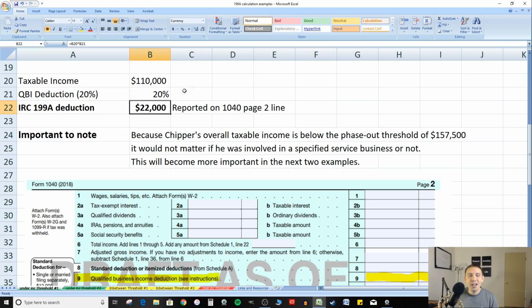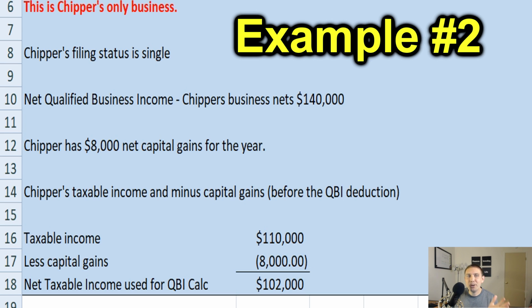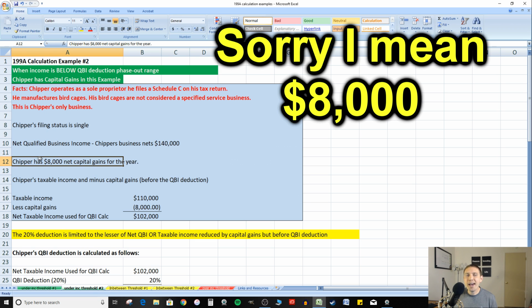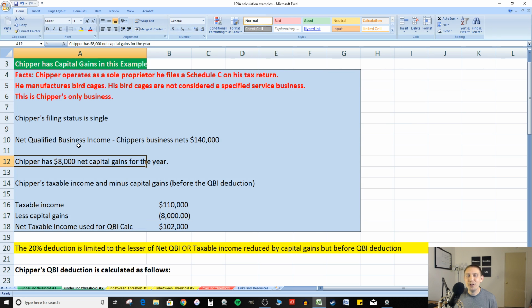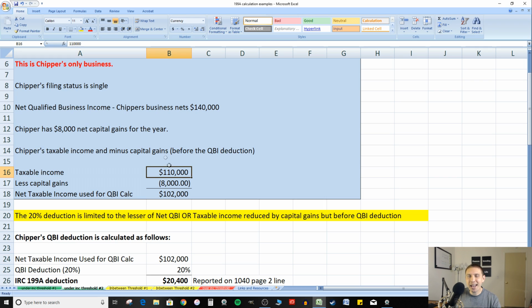Silly rabbit. So just real quick, I'm not gonna do the full walkthrough on example number 2. Example number 2 is just like example number 1. The only difference in this example is that Chipper does have some capital gains. So it's the same business income, but he has taxable gains of $8,000. So what we have to do is reduce his taxable income by $8,000. And so when we do that, his net taxable income that is used for this QBI calculation is $102,000.